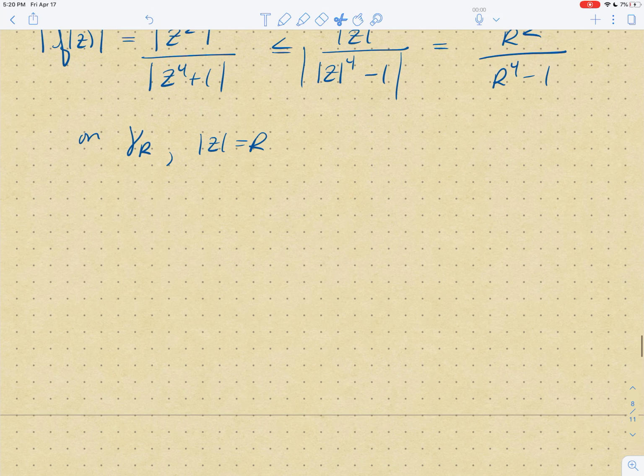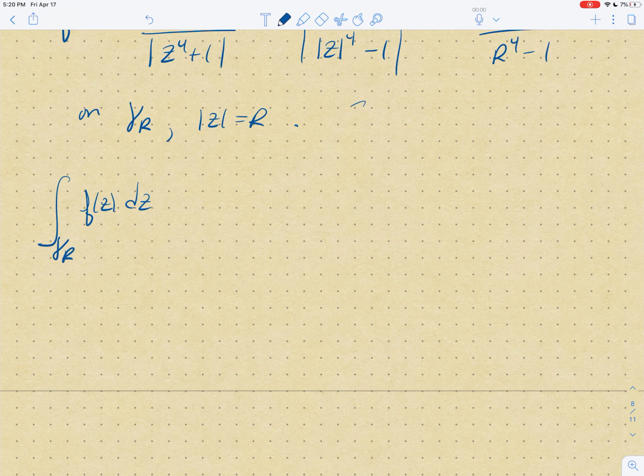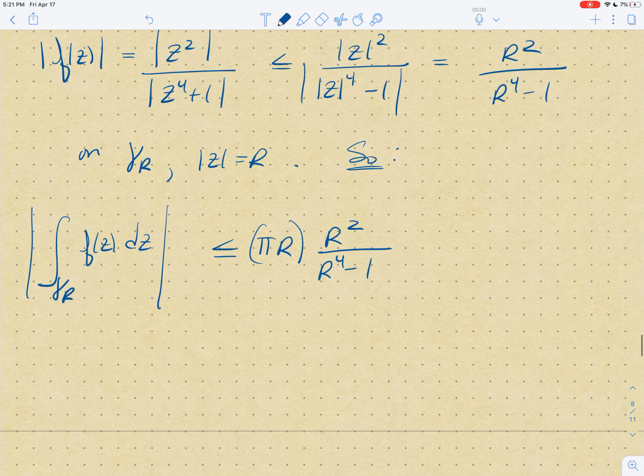Let's copy this integral, and we're going to put it right here. And we're going to say, okay, let's put a so, and then we'll put a colon, and we're going to bound it. And we know from our theorem that the modulus of this integral is less than or equal to the length of the arc. The length of the arc, think with me, a full circle of radius r has circumference 2 pi r. We're doing half of that, so pi r. So the length of gamma is pi r times our bound of f on gamma, r squared over r to the 4th minus 1.